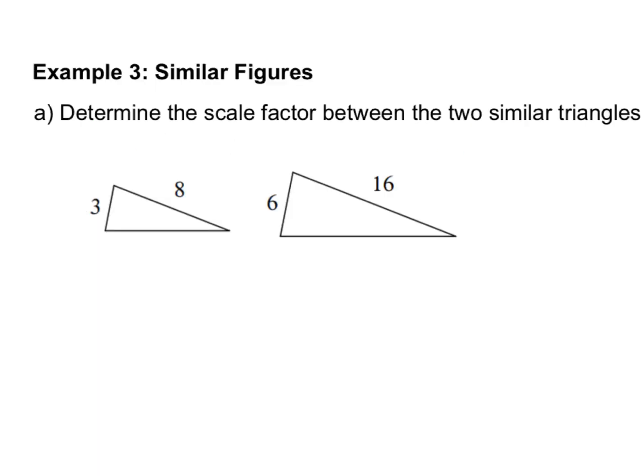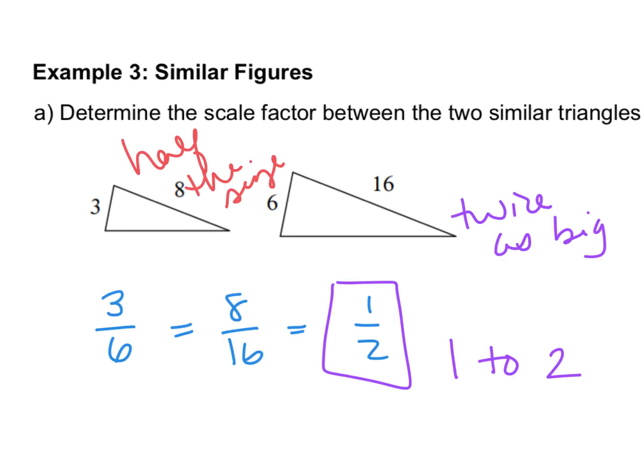Now taking a look at some geometrical shapes here, we have triangles and we're determining the scale factor between the two similar triangles. So we're told that they're similar. We're just trying to figure out the relationship essentially. How does this smaller one compare to this bigger one? Some of you may have seen right away that it's half the size, the smaller one is half the size, or maybe you saw it as the bigger one is twice as big. These things are saying the same relationship.